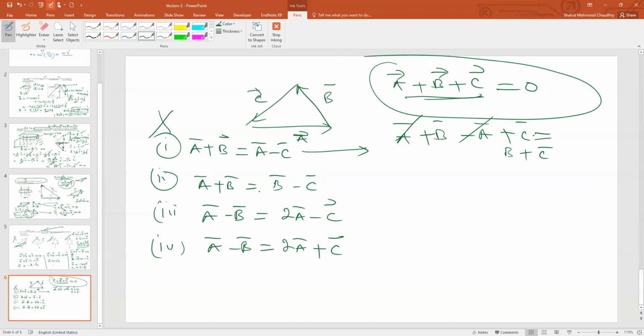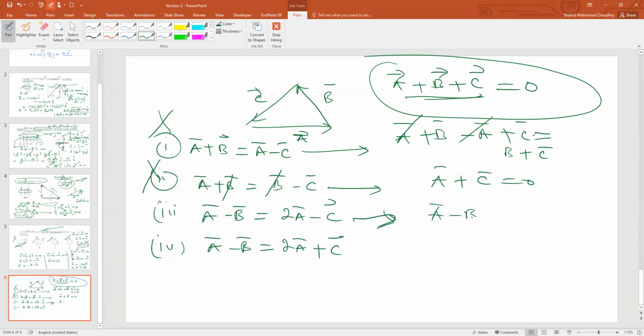If you see this one, you can see that this B and this B will cancel. The answer will be A plus C equal to 0. So this is wrong.